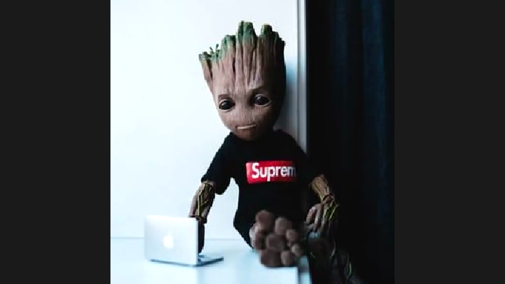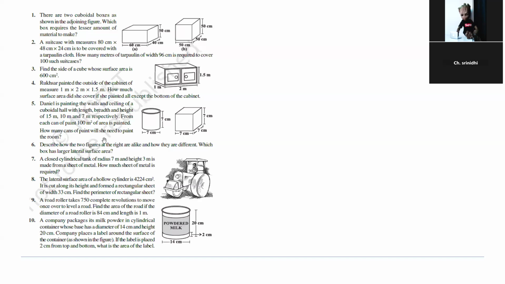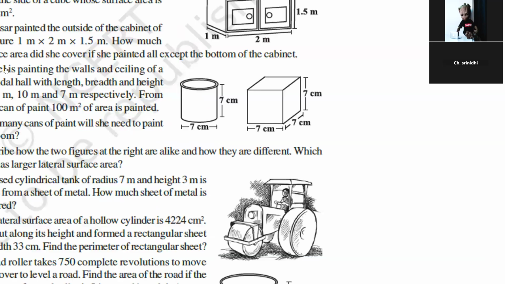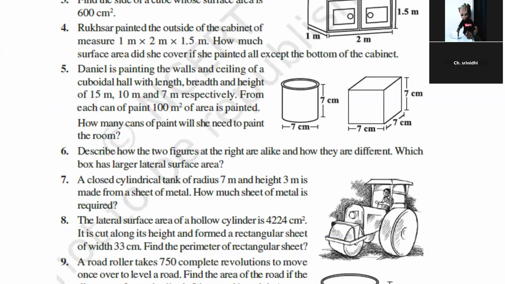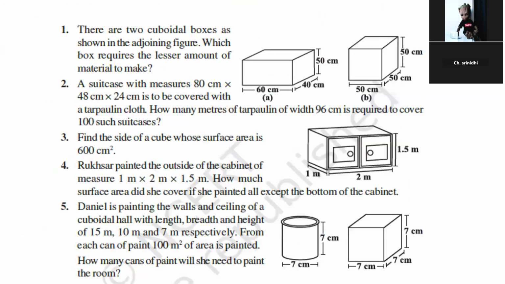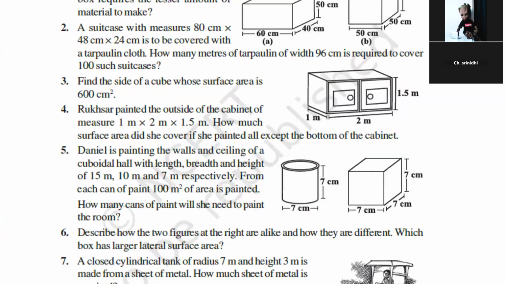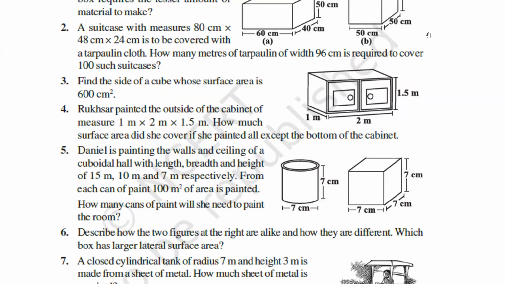So you do one thing. You take a screenshot of these questions. 1 second. Sir? Am I audible now? Yes, sir. So you do one thing. You take a screenshot of these questions. Actually, this question should be done like this. 1 second. There is one more last step.